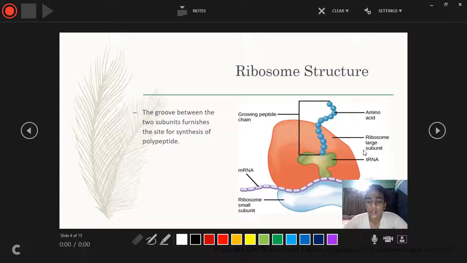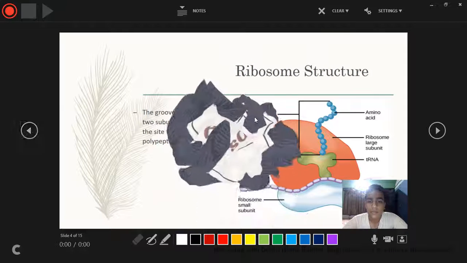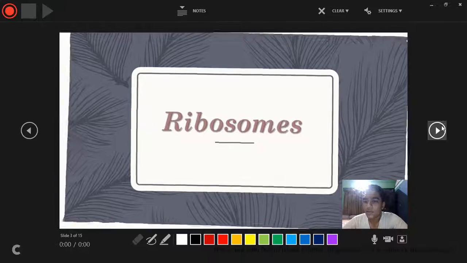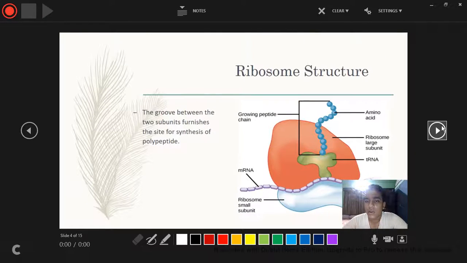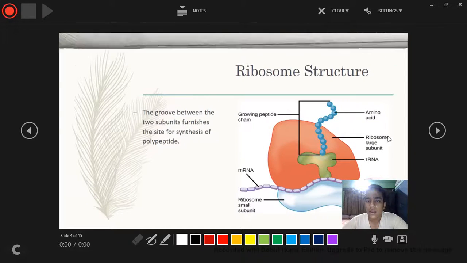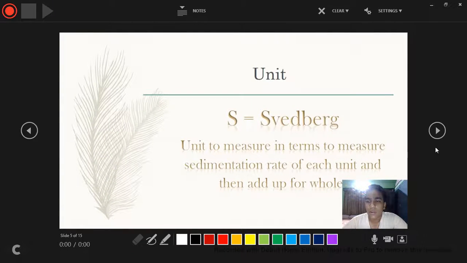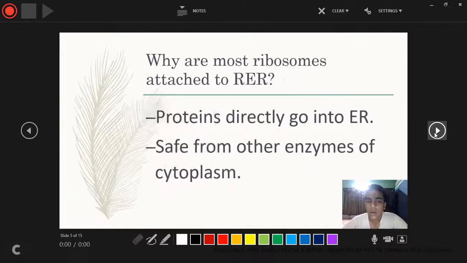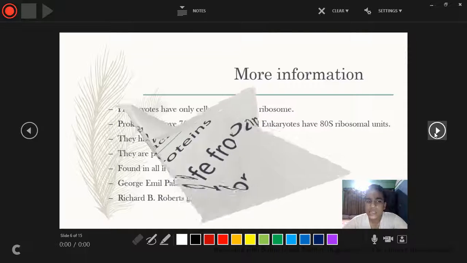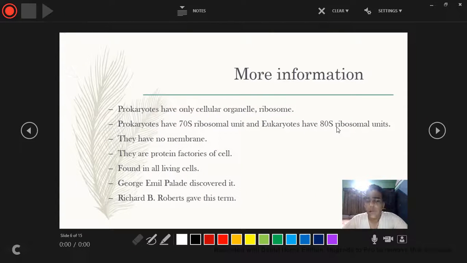Before that, I want to tell you something. Some information to learn first, then you will go to the structure. For that, you must know.